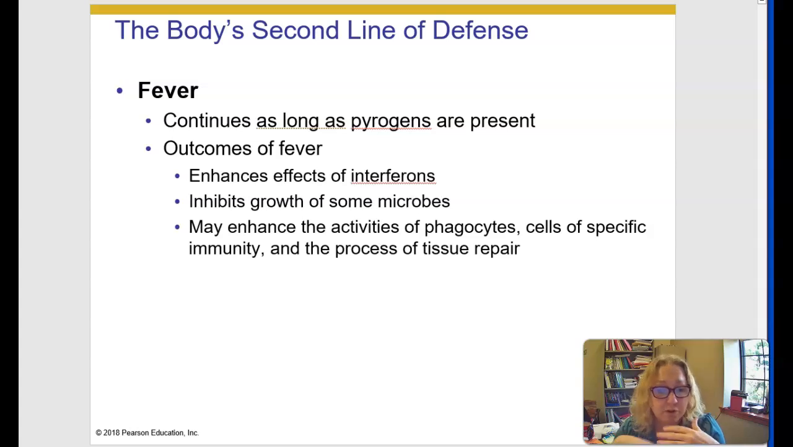So this inhibits the growth. Again, remember we talked about the bonus of the fever is that it inhibits the growth of microbes and it enhances the effectiveness of your white blood cells. So there we go.